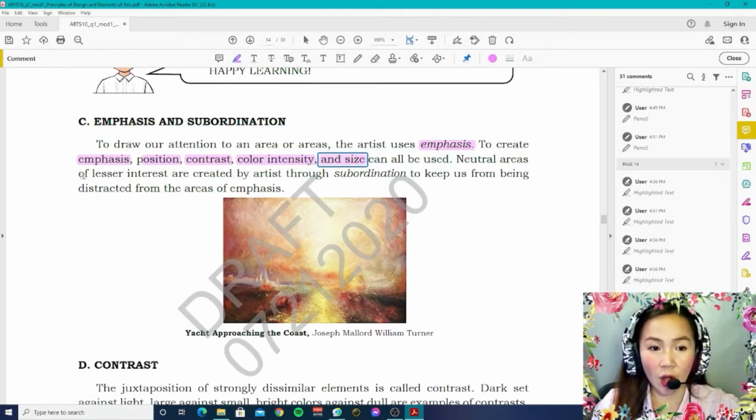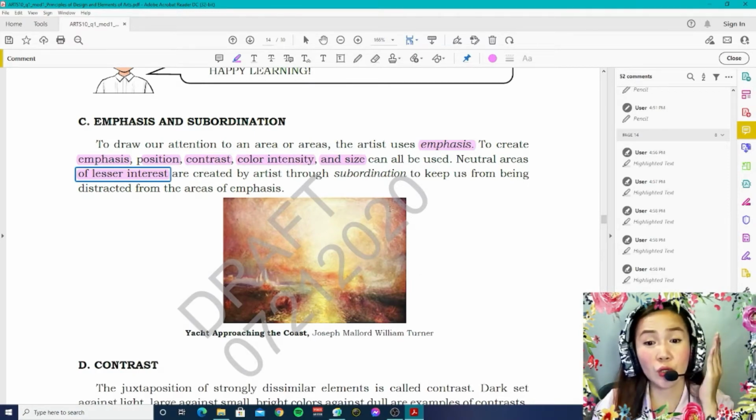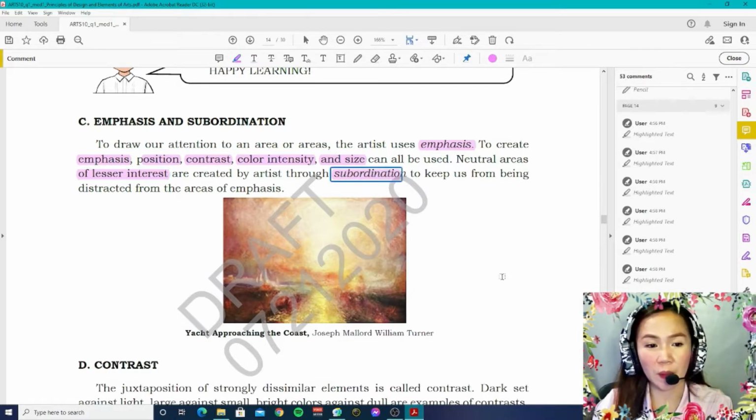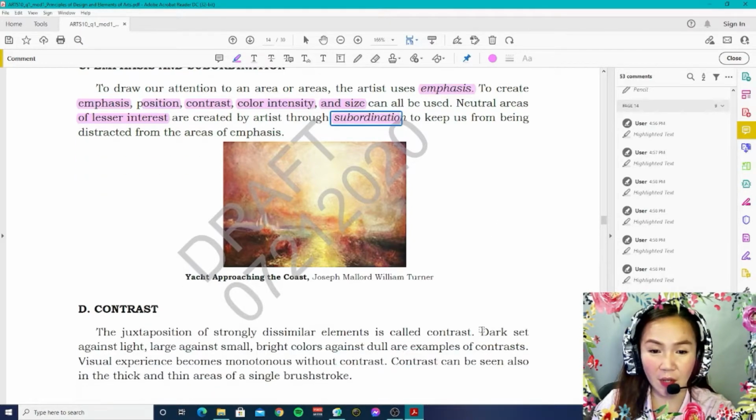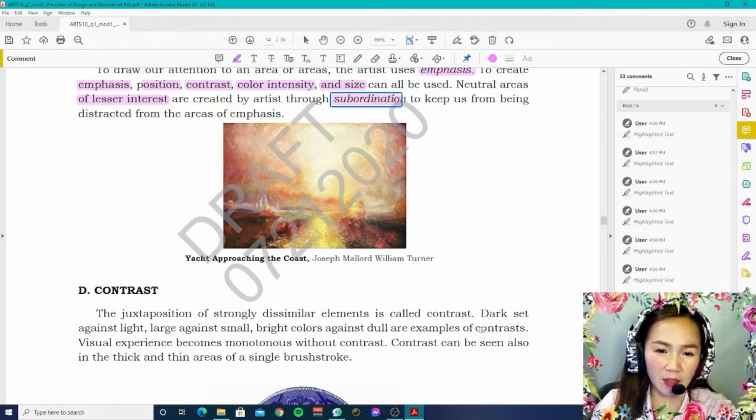Neutral areas of lesser interest, o ito yung area na ayaw mong bigyan ng emphasis, are created by artists through what we call subordination to keep us from being distracted from the areas of emphasis. Okay, now look at the picture. Okay. So, yan. That is Yacht Approaching the Coast, okay, by Joseph Mallord William Turner.